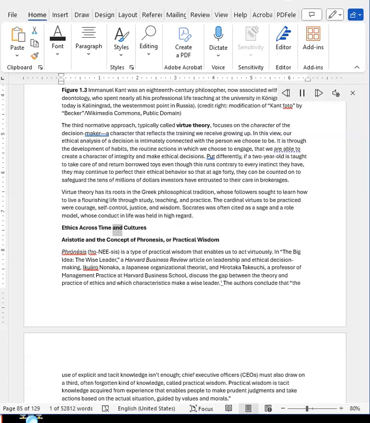Ethics across time and cultures. Aristotle and the concept of phronesis, or practical wisdom. Phronesis is a type of practical wisdom that enables us to act virtuously.